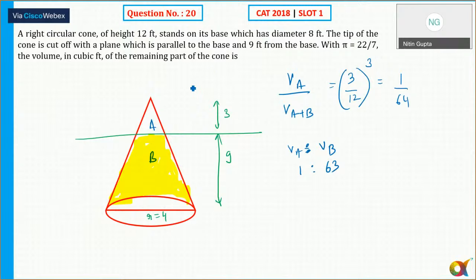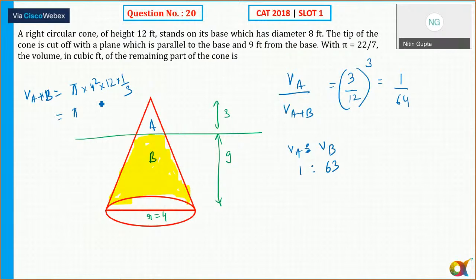And what is the total volume of A plus B? The volume of A plus B, the complete figure, is pi into R square, that is 4 square, into H, the height, which is equal to 12, into 1 by 3. The volume of a cone is always 1 by 3 into pi R square into H. So how much will this value come out to be?